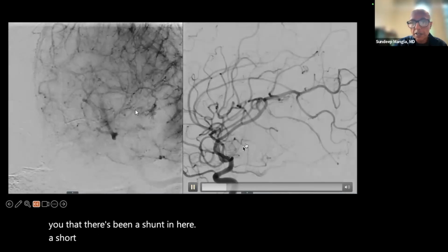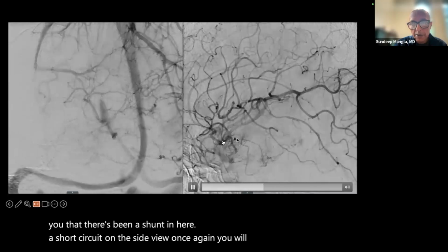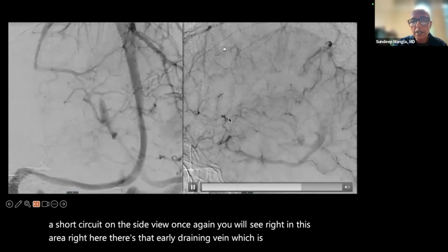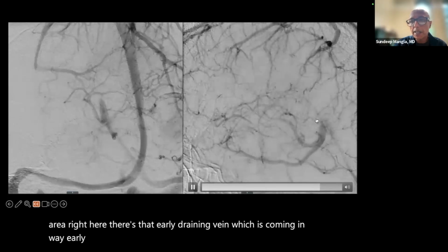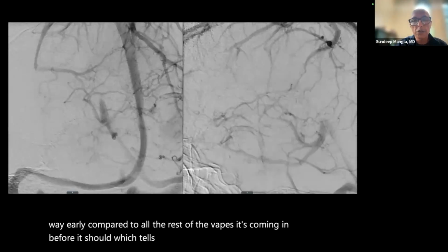On the side view, once again, you will see right in this area, right here, there's that early draining vein, which is coming in way early compared to all the rest of the vein. It's coming in before it should, which tells you there's a high flow shunt.